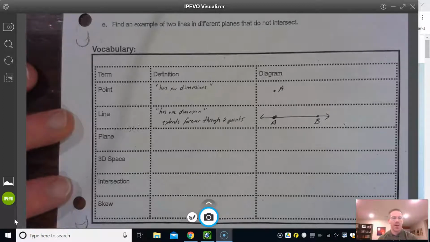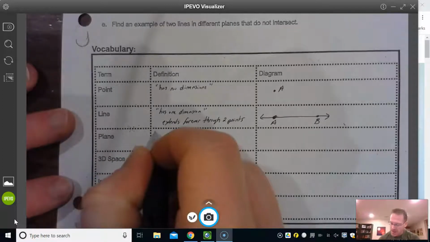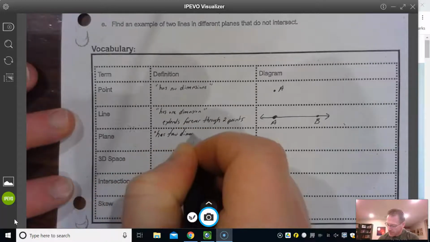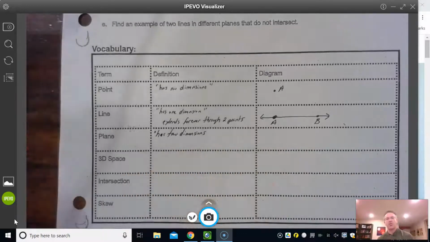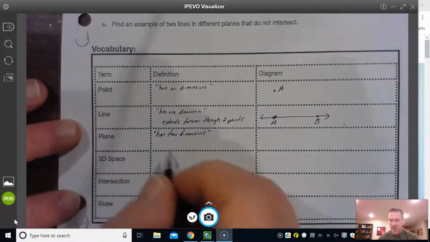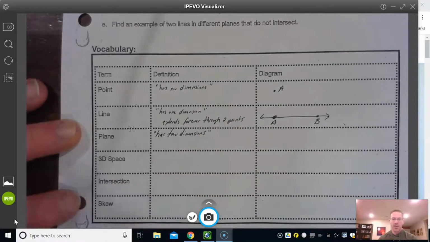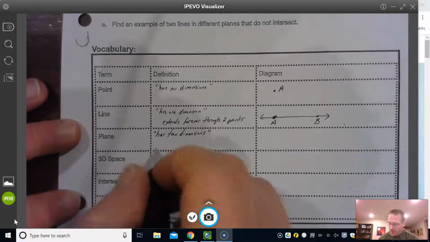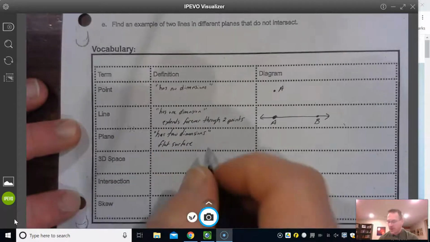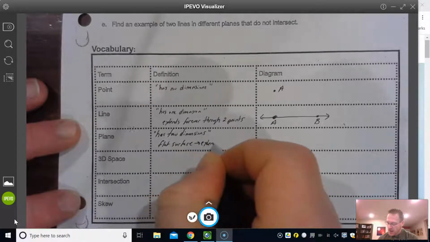Now when we get to a plane, once again, a plane has 2 dimensions. Think about your graphing: we call it the XY plane because we can go left and right and up and down. That's what we mean by 2 dimensions. We think about this in terms of a flat surface, like a piece of plywood, an index card, or a piece of paper. But this flat surface extends in all directions.